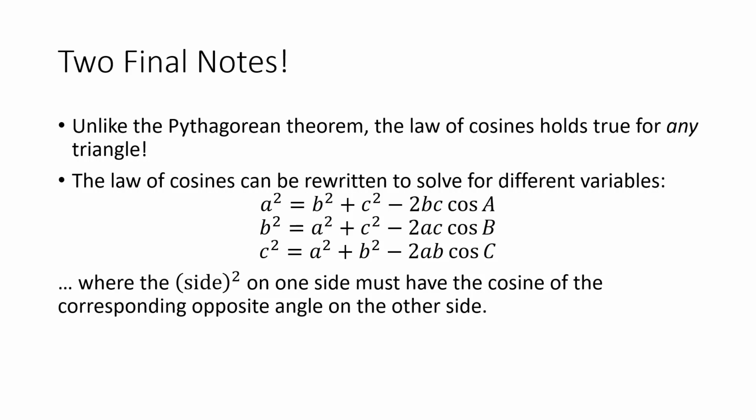Now let's unpack that slightly. On the left-hand sides, you see a squared, b squared, and c squared. The small letters in geometry are always the sides. The capital letters are either the vertices or the angles. So a squared is the side squared, and the cosine of capital A is the cosine of angle A, and angle A is opposite to the side a. And the same thing applies for the other two variations of the law of cosines.